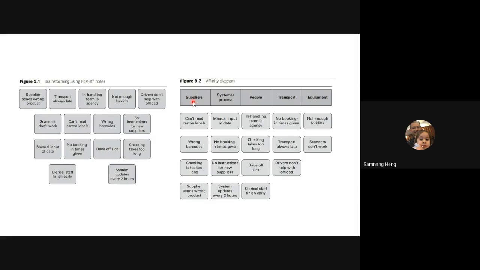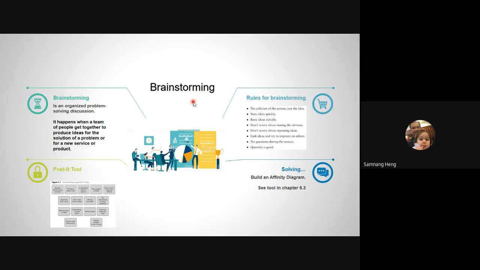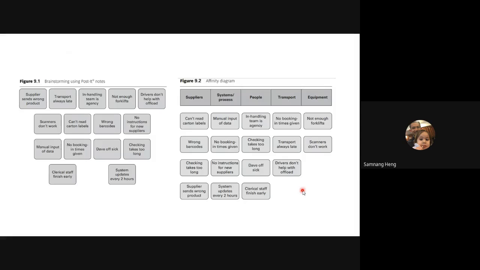We call it cause and effect analysis. So in the next session, tool 9.3, we cover cause and effect analysis. After we identify the cause, we have to identify the effect and then try to find the solution. So this is the step, the affinity diagram. Again, you want to make sure you categorize everything into each category, so it's easier to solve the problem.